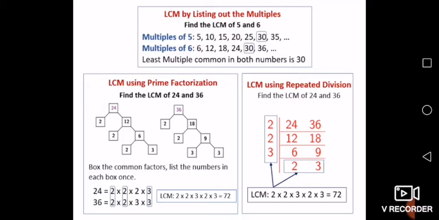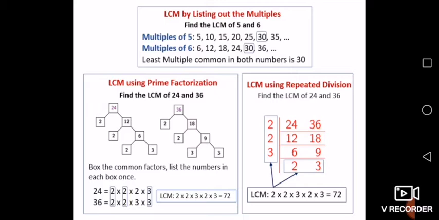which are common in both, that you will write once, and whatever is left you will write after finding the common ones. Now here you can see 2 is common, so we'll write 1, 2. Another 2 is common, we'll write only 1, 2. Then 3 is also common, we'll write 3. Now 2 and 3 are left, that we will write at last. So now here the LCM will become 72. Now this is another method, LCM using prime factorization.